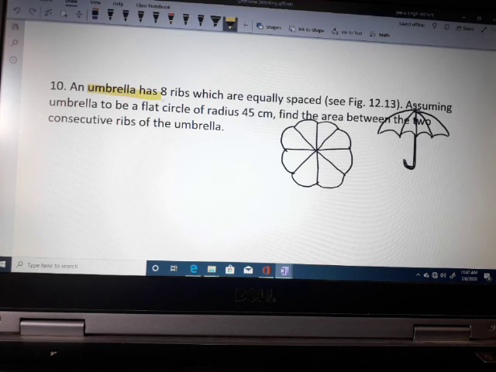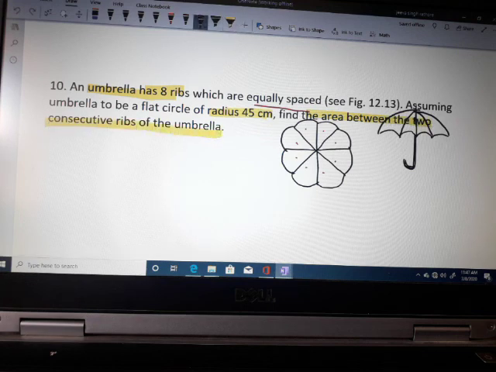Next. Question number 10. An umbrella has 8 ribs. How many ribs are there in the diagram? You can count 1, 2, 3, 4, 5, 6, 7, 8. 8 ribs are there. ठीक है. Which are equally spaced. Assuming that the umbrella is flat, with radius given as 45 cm.